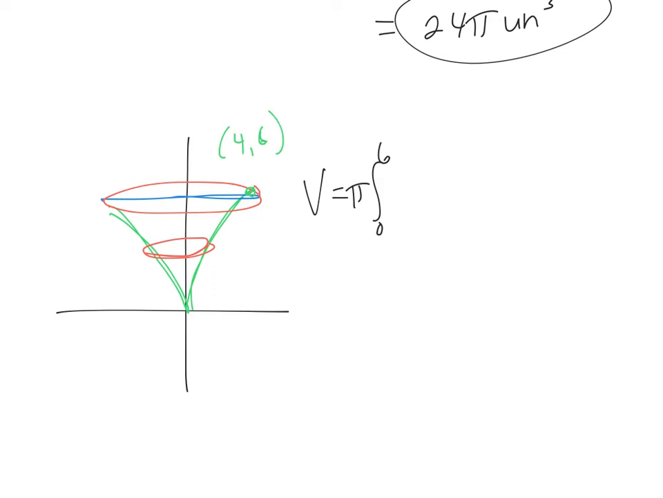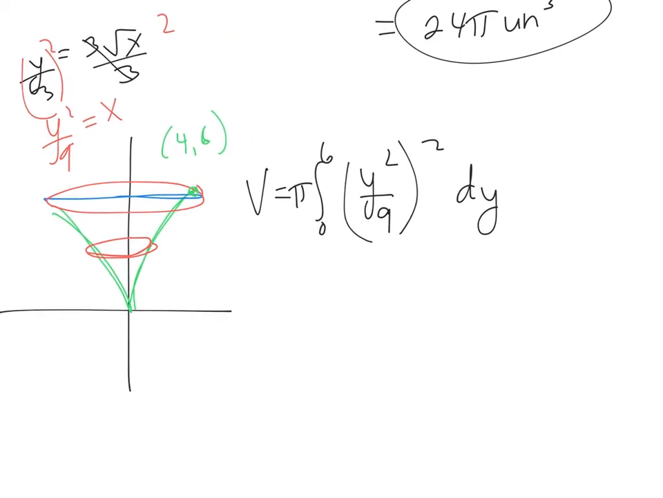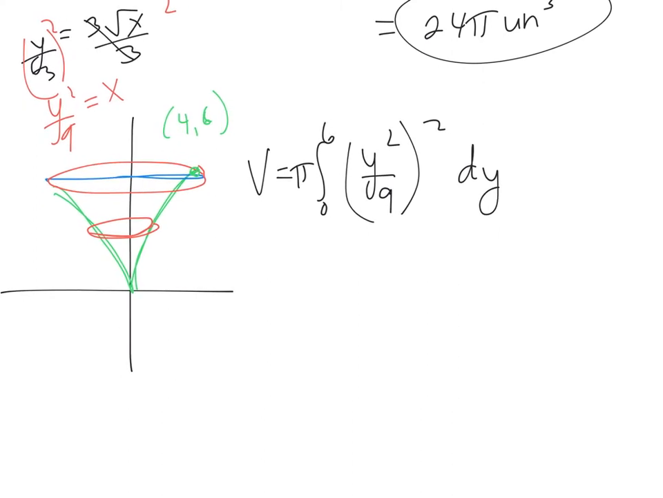And then my function, if I take my y equals 3 radical x and solve for x, I'm going to get square root of x equals y over 3, and then I'm going to square both sides. So I'm going to get x equals y squared over 9. Don't forget to square the 3 to get the 9. So my inside is going to be y squared over 9. Don't forget to square that dy. So that would be the correct setup for integrating with this and revolving it around the y-axis.